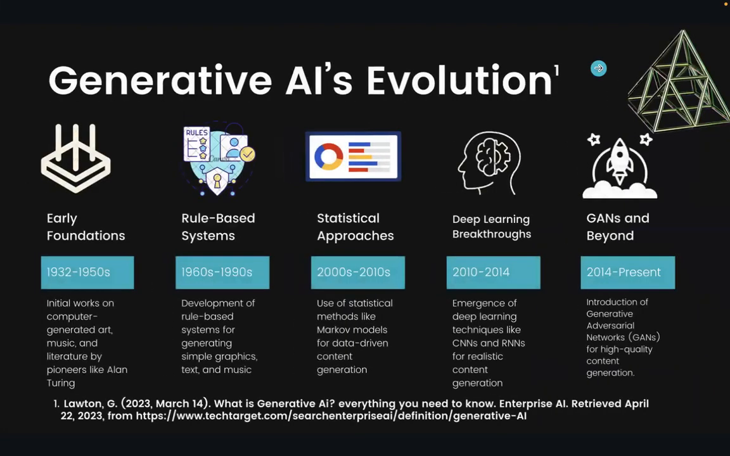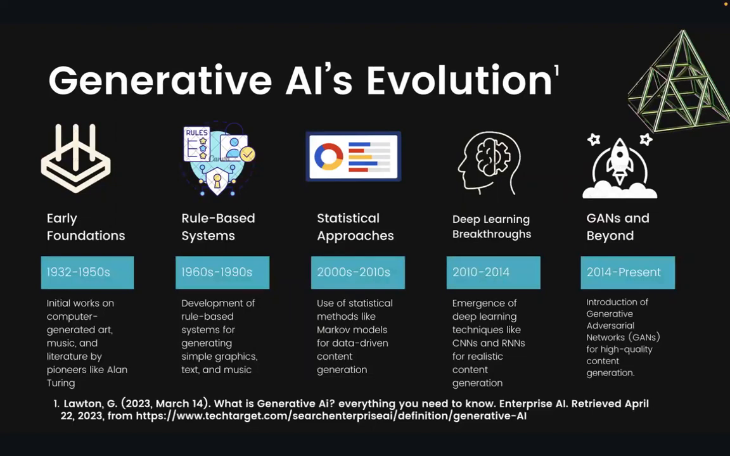So first, let's talk about generative AI's evolution. In the early 1932 to 1950s, initial works on computer-generated art, music, and literature by pioneers like Alan Turing, who was one of the people who created the Turing machine during the Second World War. Then rule-based systems between 1960 to 1990s, development of rule-based systems for generating simple graphics, text, and music. It is also somewhere the history of generative AI today.